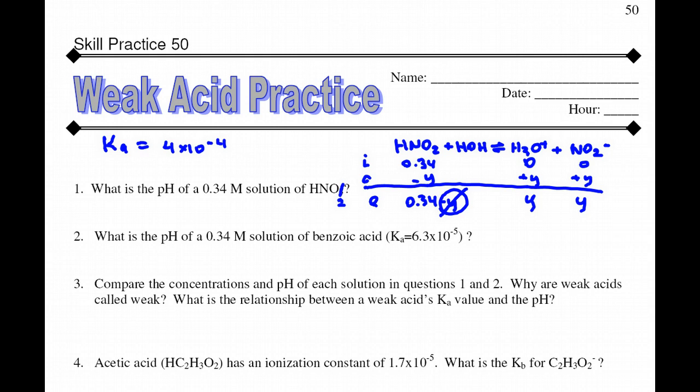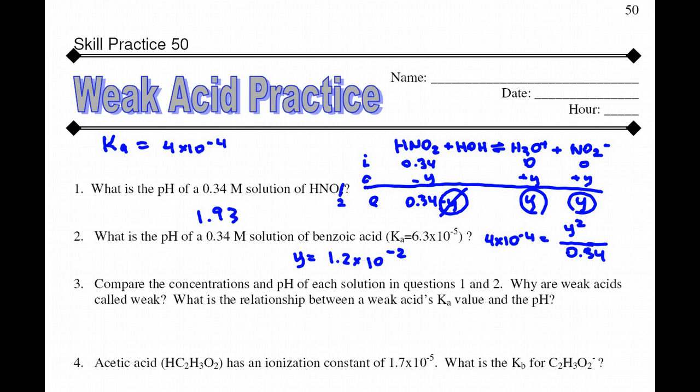So now we have the equation and we know the Ka value. So 4 times 10 to the power of negative 4 is equal to Y squared divided by 0.34. What we get for Y is 1.2 times 10 to the negative 2. That Y is the H3O plus concentration, and they're asking for the pH, which means the negative log of that. What we should get for the pH is 1.93.